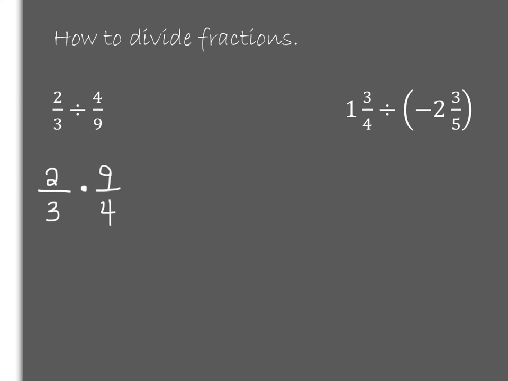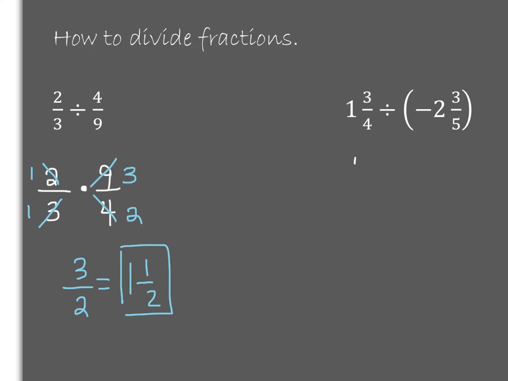Again, you would look to cancel. 2 divided by 2 is 1, 4 divided by 2 is 2, 3 divided by 3 is 1, 9 divided by 3 is 3. Multiply straight across, 3 over 2, which is 1 1/2 for a final answer. On the second example, again, you have no choice but to change your mixed numbers to improper fractions, so we're going to do that first.